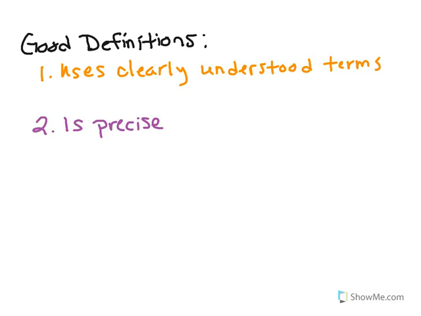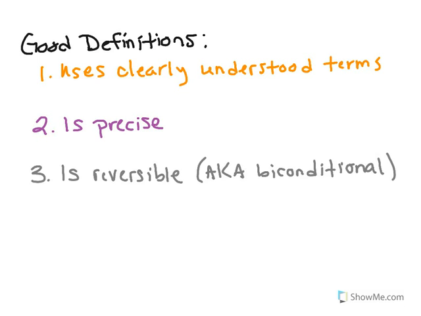The next thing is that your good definition has to be precise. You don't want to use arbitrary words like large or sort of or almost. You want to give specific measurements if you can, or any kind of word that can't be changed just because of somebody's perspective. Large to you may not mean the same thing as large to me. So let's look at the last one, and this is that it has to be reversible. That means that you can write your statement as a true biconditional statement.